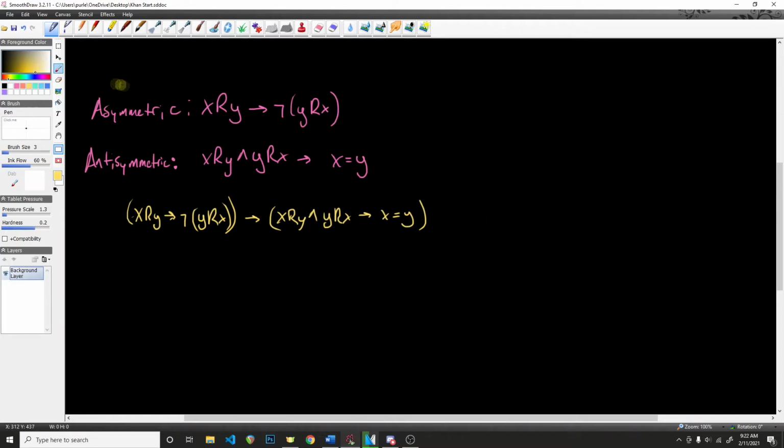In this video, what we want to do is prove that asymmetric implies antisymmetric. I'll try to talk about the relations here a little more in the future, but asymmetric is actually pretty intuitive. It just says that if x has a relation with y, then that implies that y does not have that relation with x. So a good example of that is like your father.